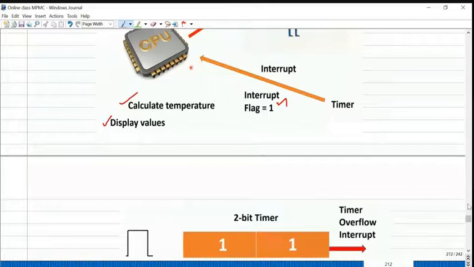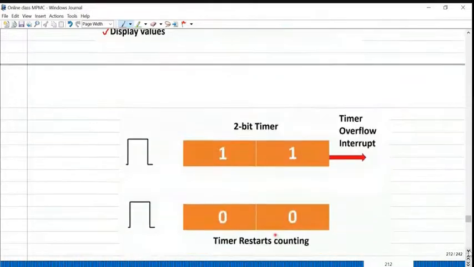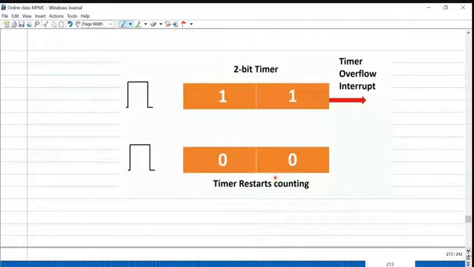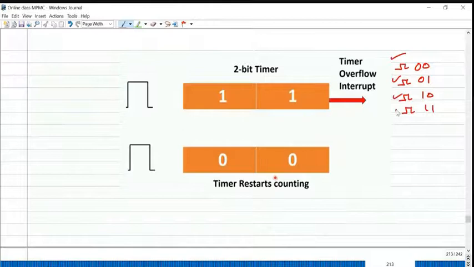Before entering into the timer counter registers, let us recall the basics of counting. Say for example, a 2-bit timer counter. It can count 00, 01, 10, 11 in binary representation, which is actually 4 clock pulses. A 2-bit counter can count 4 clock pulses.